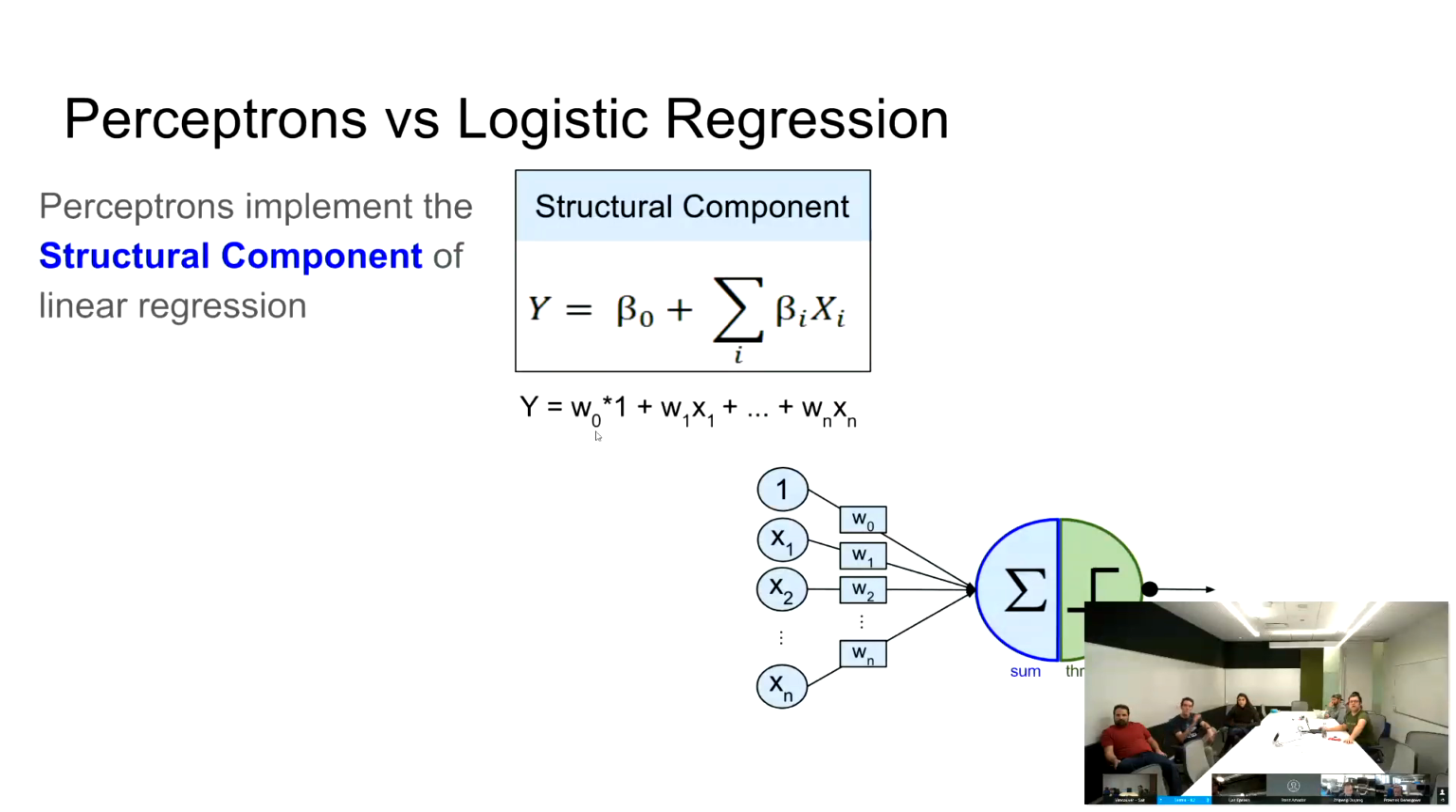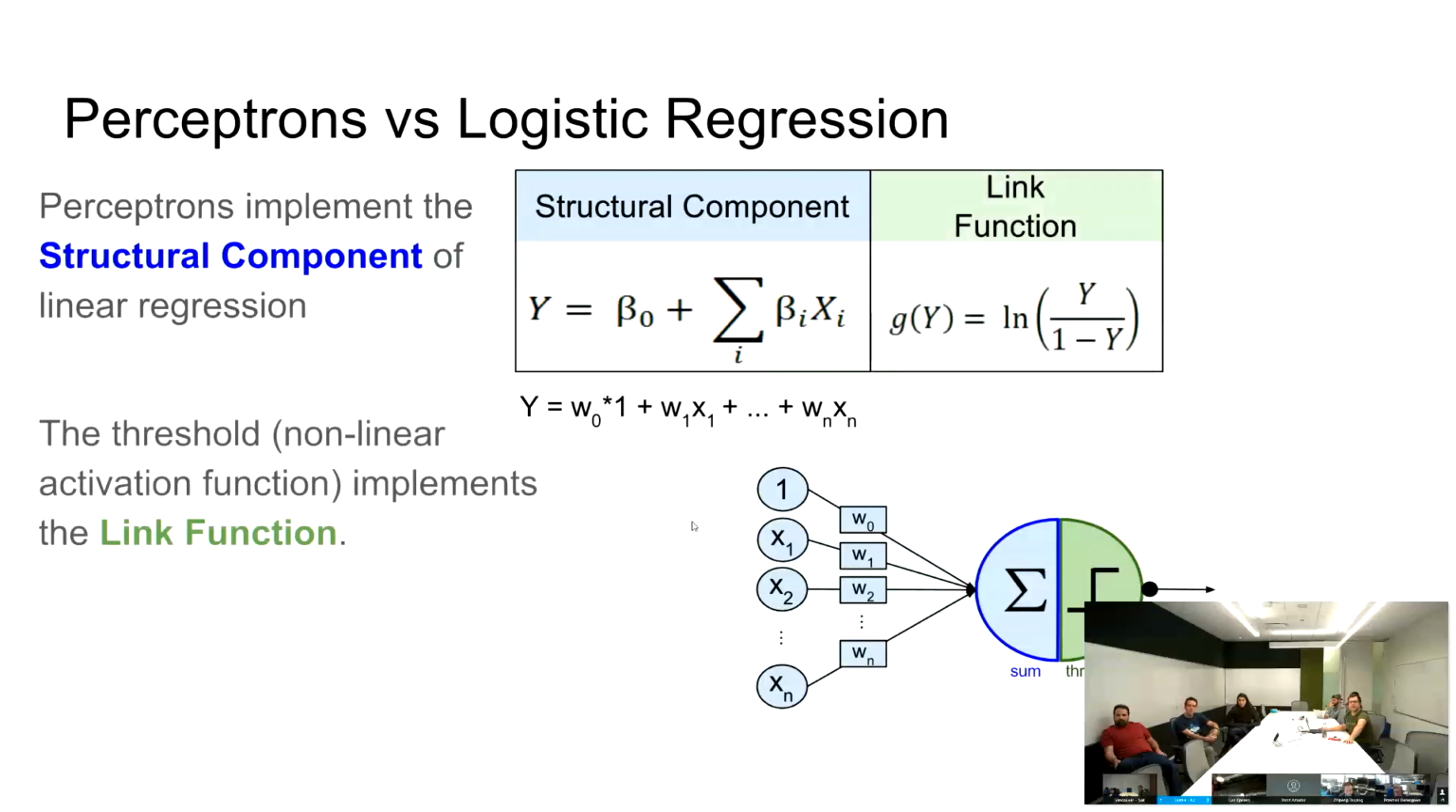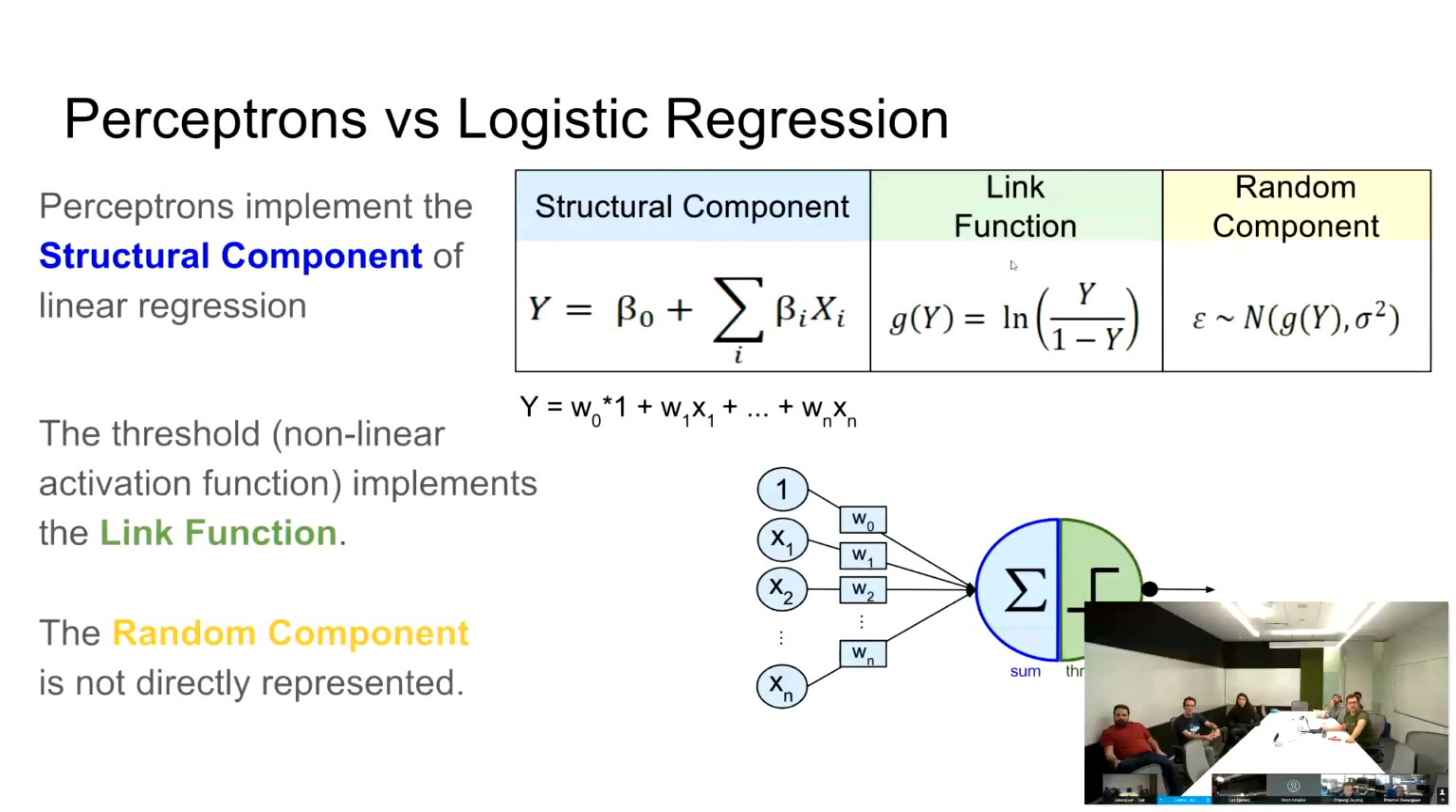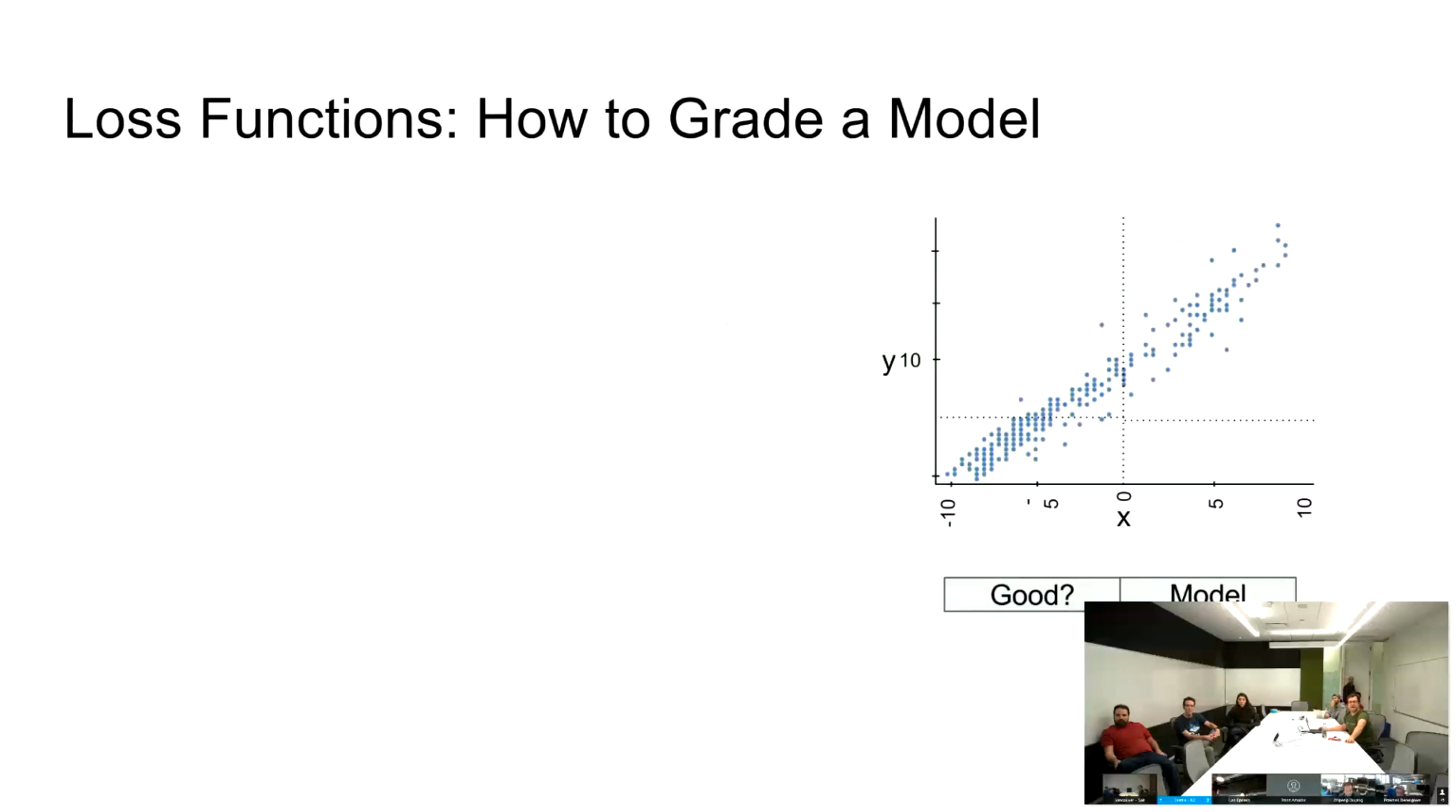Okay. And then the threshold function of a neuron, the firing activity of a neuron implements the link function. And then in neural networks, the random component is not directly represented. All right. We also talked about how to grade a model.